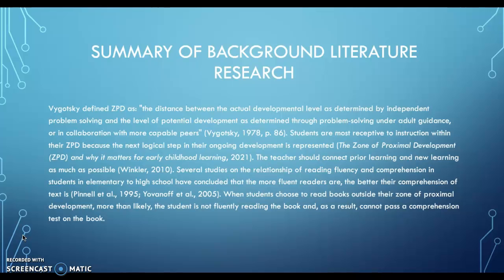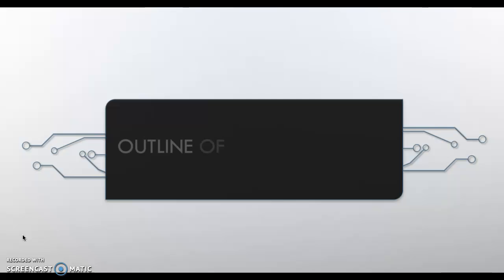Several studies on the relationship of reading fluency and comprehension in students in elementary to high school have concluded that the more fluent readers are, the better their comprehension of text is. When students choose to read books outside of their zone of proximal development, more than likely the student is not fluently reading the book and as a result cannot pass a comprehension test on the book.